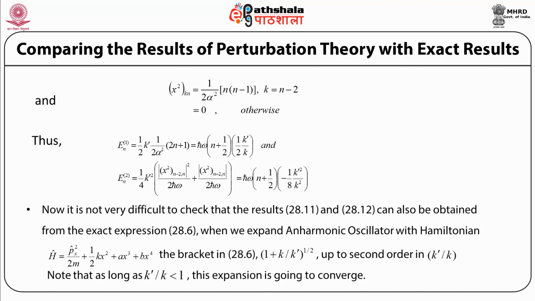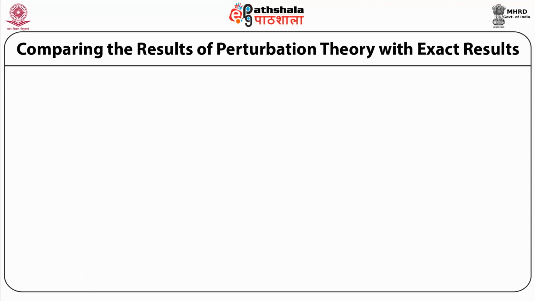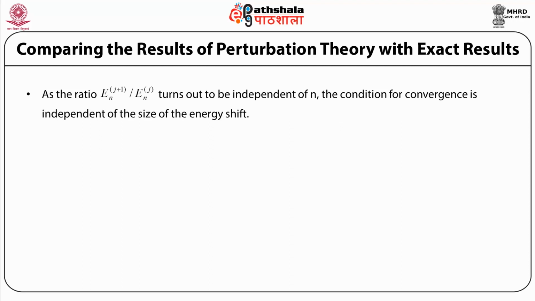Now it is very difficult to check that the results 28.11 and 28.12 can also be obtained from the exact expression 28.6 when we expand the bracket in 28.6, 1 plus k by k prime to the power half, up to the second order in k prime by k. Note that as long as k prime by k is less than 1, this expansion is going to converge, as the ratio E_n,j+1 by E_n,j turns out to be independent of n. The condition for convergence is independent of the size of the energy shift.